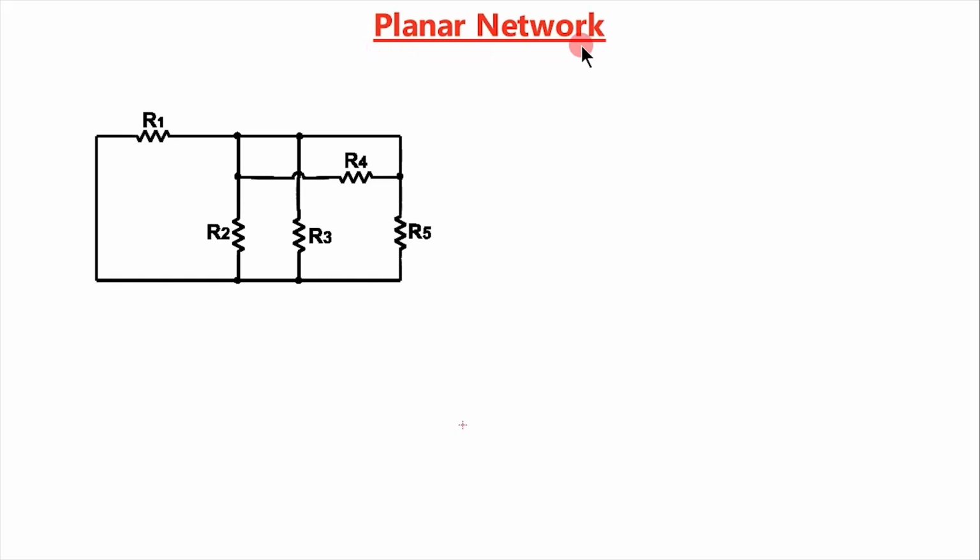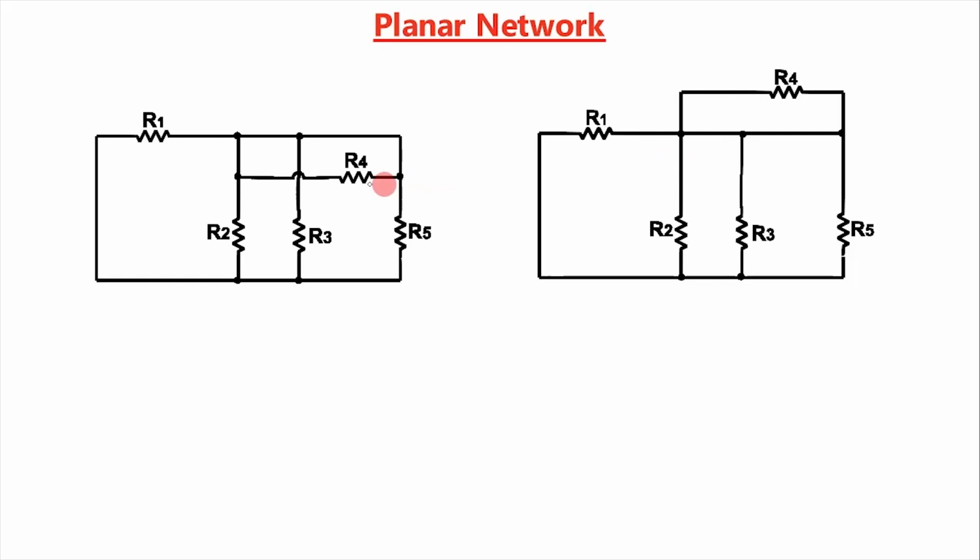For mesh analysis, the given network must be planar. What is a planar network? See, in this network, the branch R4 is crossing the branch containing R3. So, this cannot be said as a planar network. A planar network is one which can be drawn on a paper without any crossing over. The same figure can be drawn without this crossing if it is drawn like this. See here, now we have brought this R4 in this way without crossing any other branches.